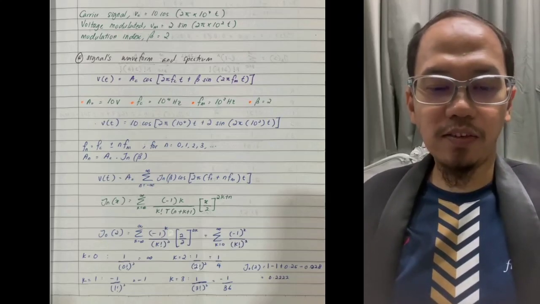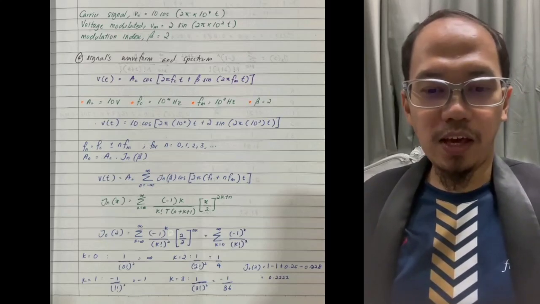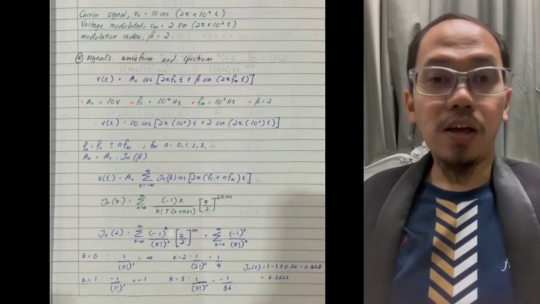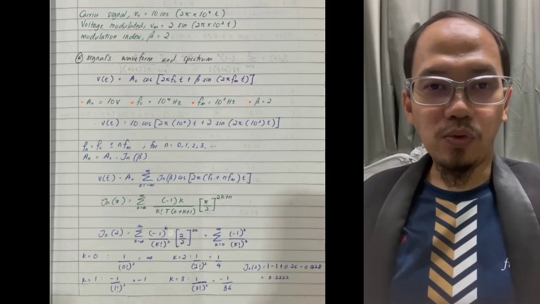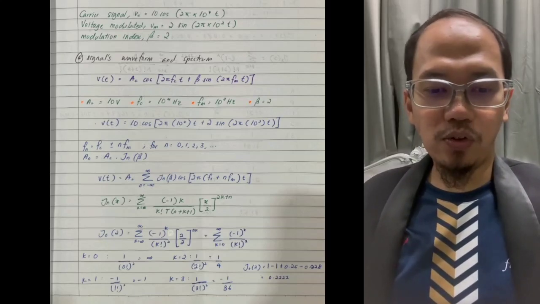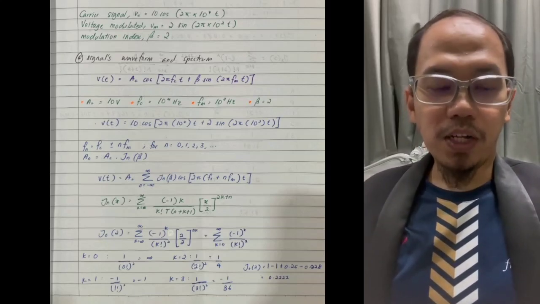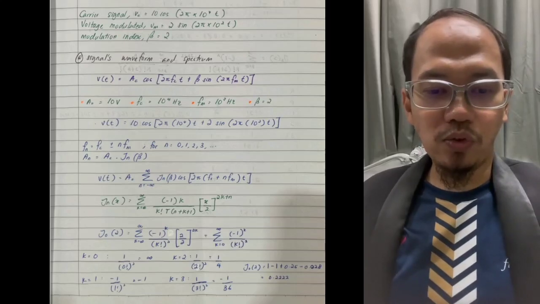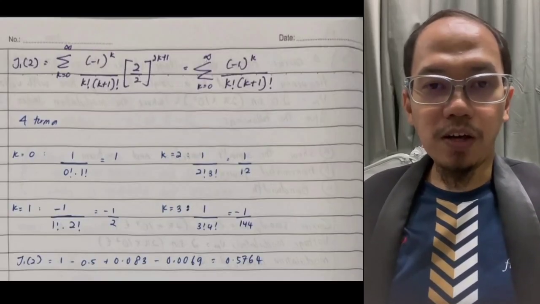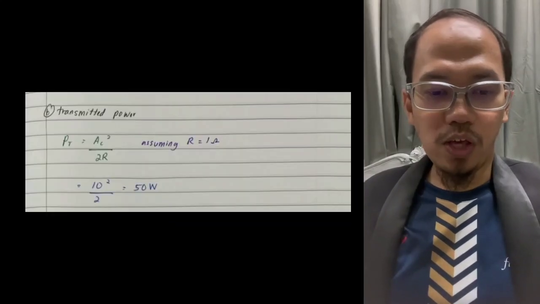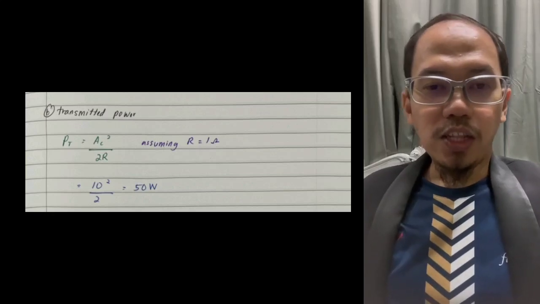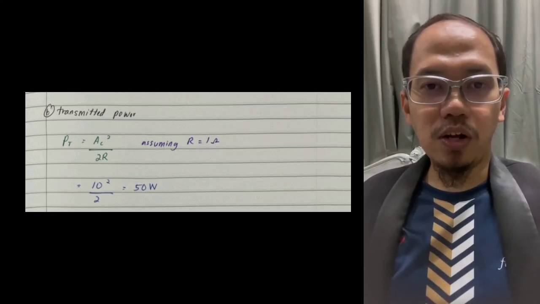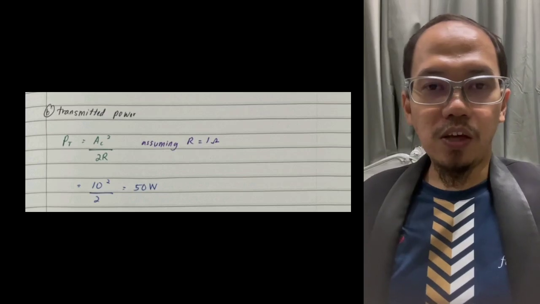The spectrum contains sidebands at fc plus and minus fm, and their amplitudes are scaled by the Bessel function J0(beta). Next, we calculate the Bessel functions J0(2), J1(2), J2(2), and so on, using their series expansion to estimate the sideband amplitudes. For example, J0(2) is approximately 0.222, J1(2) is approximately 0.5764. For transmitted power, we use P total equal Ac squared divided by 2R. So, 10 squared divided by 2 equal 50 watt. P total equal 50 watt.